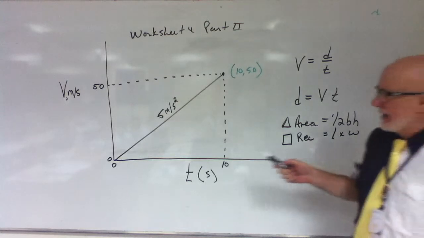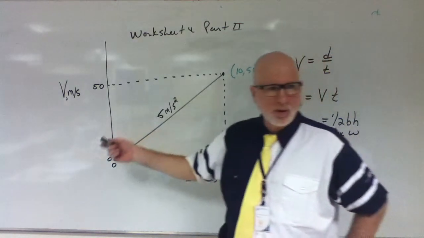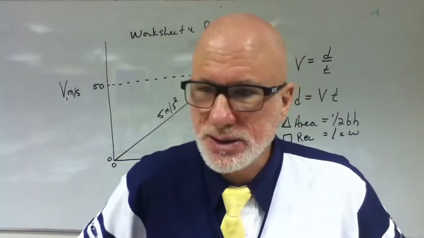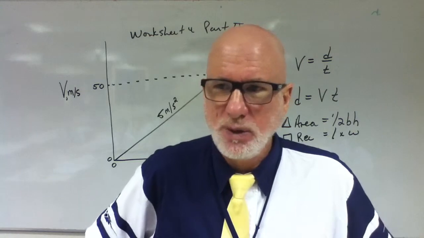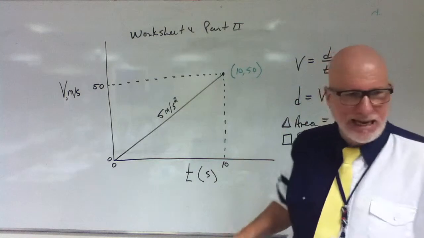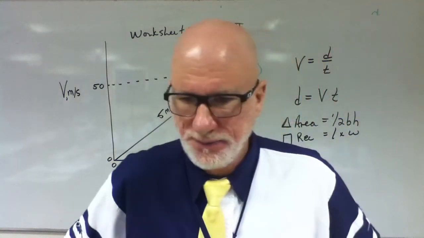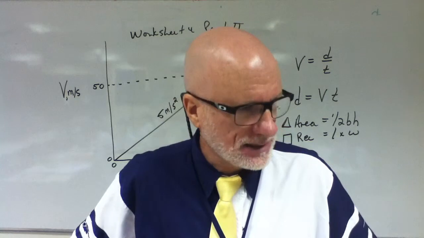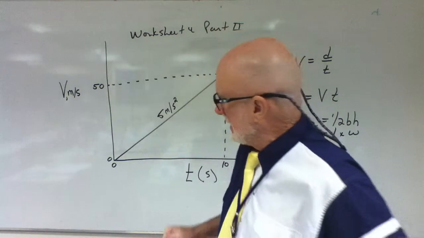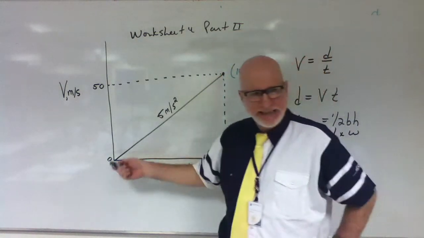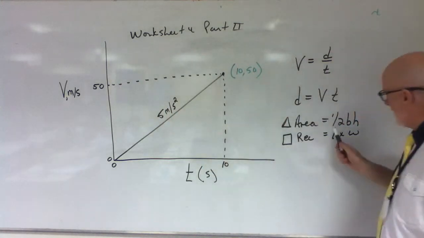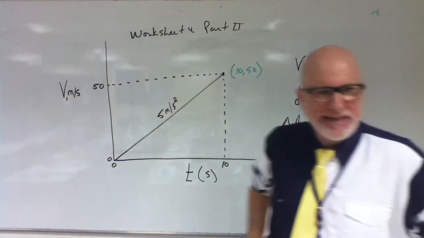What's the base here? Time or velocity? Time is the base. Excellent. And what's the length of the base? 10. Goes from 0 to 10. Excellent. What's the height? 50. Excellent. Now, if the base is 10 and the height is 50, and the equation is 1/2 the base times the height, what would the area of that triangle be?